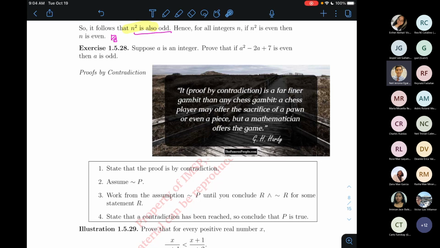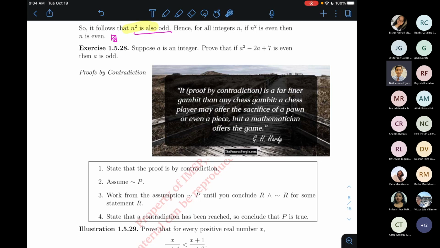Wherein ang sinasacrifice ng isang mathematician is the entire game. So he said that the chess player may offer the sacrifice of a pawn or even a piece, but the mathematician offers the game. Bakit? Ano yung implication? Ano yung makukuha natin mula dun sa statement ni Hardy? So parang ginigive up na natin yung gusto natin i-prove. And that is a sacrifice needed in order to obtain a valid proof for our statement. So ginagawa natin, kunwari mali.